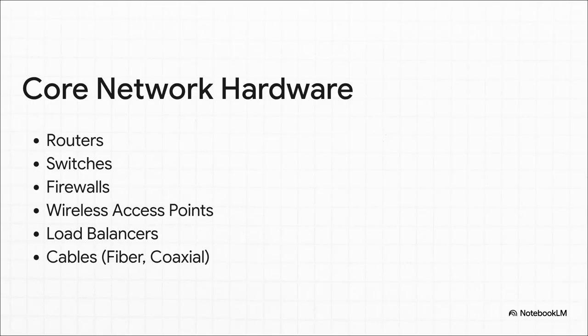And these are the physical nuts and bolts of our digital city. You've got routers, which are like the traffic cops at the big intersections. Switches are directing traffic on all the local streets. Firewalls, those are the security gates. And the cables, well, those are the actual roads that all the data travels on.